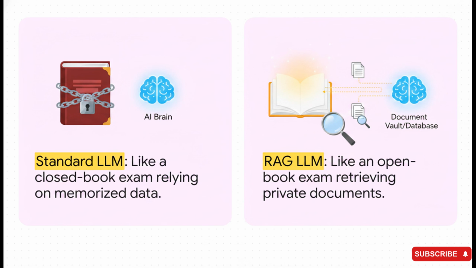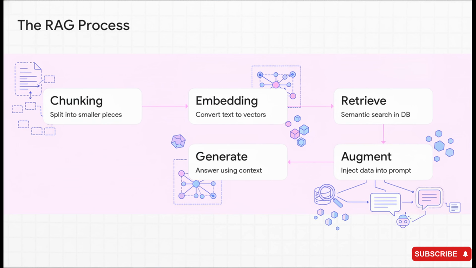Let's actually trace this process for, say, a massive 500-gigabyte corporate document vault. First, chunking. You split those massive documents into smaller pieces, maybe 500 characters with a 100-character overlap just to preserve the meaning. Second, embedding. You convert that text into mathematical vectors using a model like All-MiniLM-L6-v2. Third, retrieve. You perform a semantic search in a vector database like ChromaDB to find the relevant chunks. Fourth, augment. You inject that retrieved data directly into the prompt. And finally, generate. The LLM answers using only that specific grounded context.